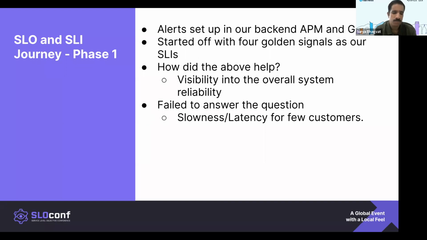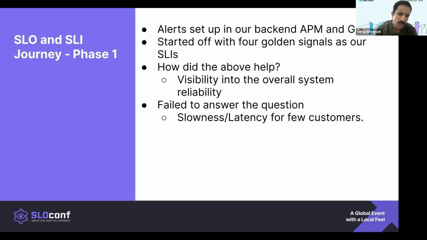Like all of us, we followed the Google SRE handbook and their template. So we started off with the 4 golden signals: latency, availability, and so on. Those signals definitely helped us start off on this SLI journey, and we were able to get visibility into the overall system reliability. But it didn't really answer the question. We were a startup at that time, and some of our customers were mentioning, we see slowness here, we see latency from our region, and so on.